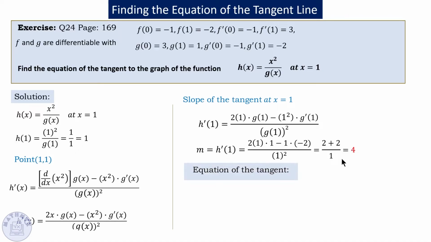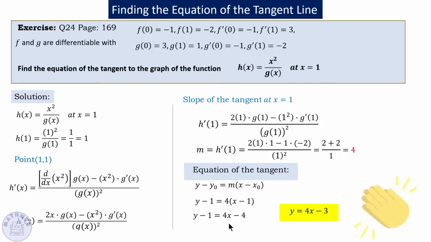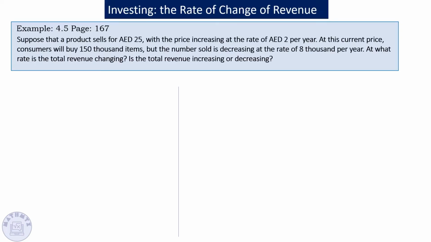Now just write the equation of the tangent line, and we will use the same equation here. Substituting the point that we have, (1, 1), and the slope of 4, and solving for y, this will be y equals 4x minus 3. Okay, let's move to the last part of the lesson.